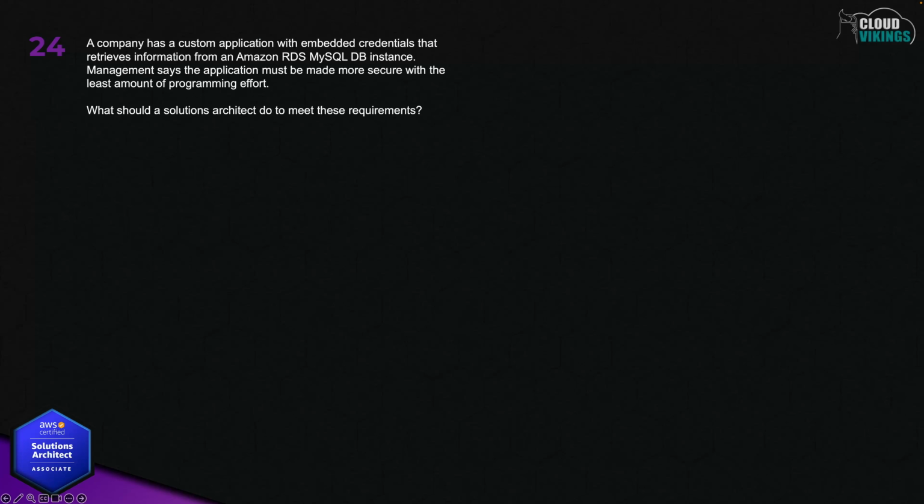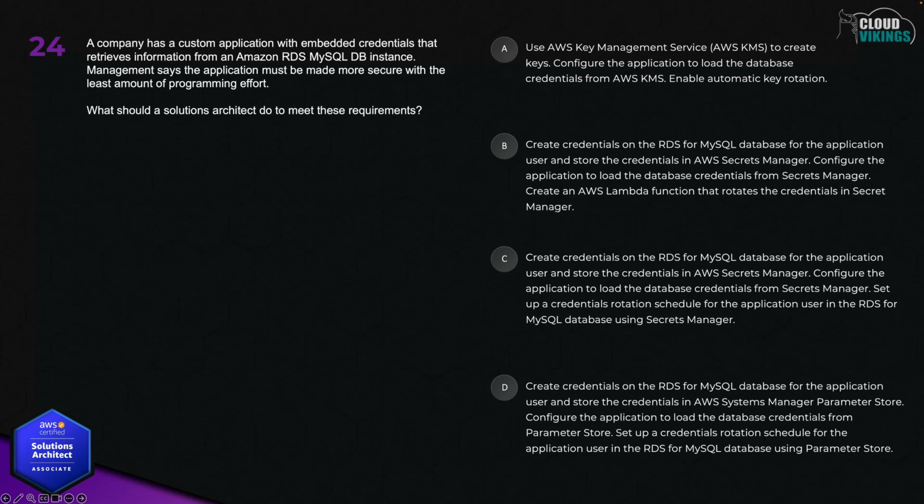Question 24. A company has a custom application with embedded credentials that retrieves information from an Amazon RDS MySQL DB instance. Management says that the application must be made more secure with the least amount of programming effort. What should a solutions architect do to meet these requirements? A. Use AWS KMS to create keys. Configure the application to load the database credentials from AWS KMS. Enable automatic key rotation.